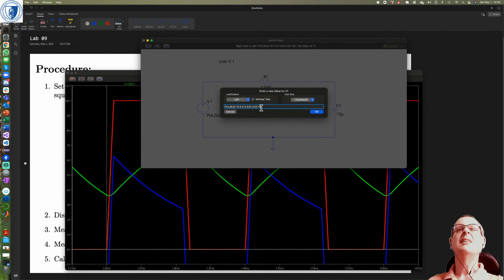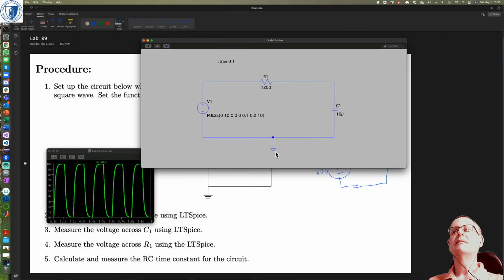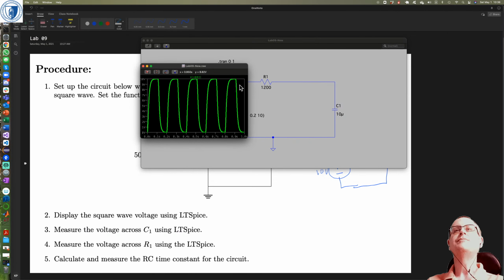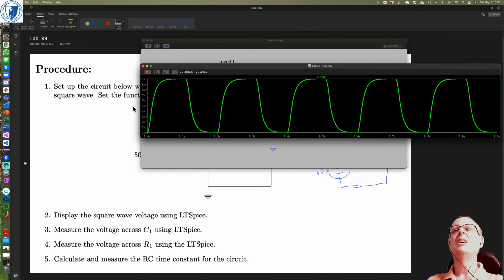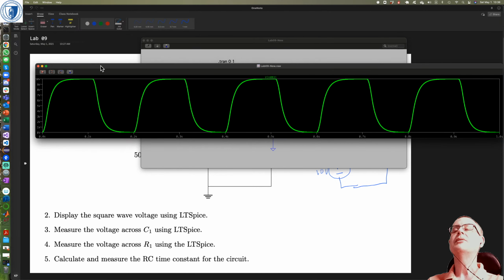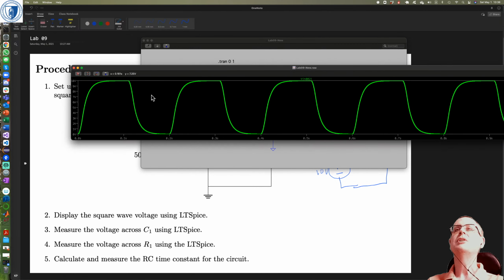So let's make those a little longer. Let's go with 0.1 and 0.2. And let's kill that and start it again, and just check the voltage across the capacitor. Now it's looking more like it. Okay, so now what you've got is more like what's in the sheet. I apologize for that. I should have checked the numbers. I thought I had, but anyway.